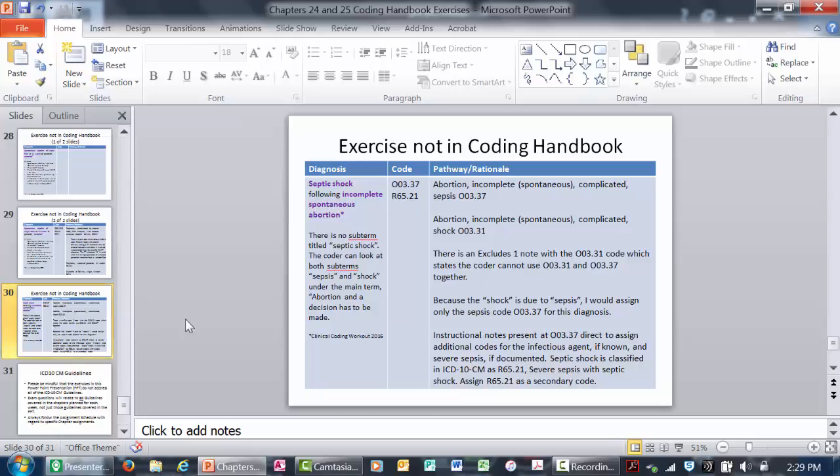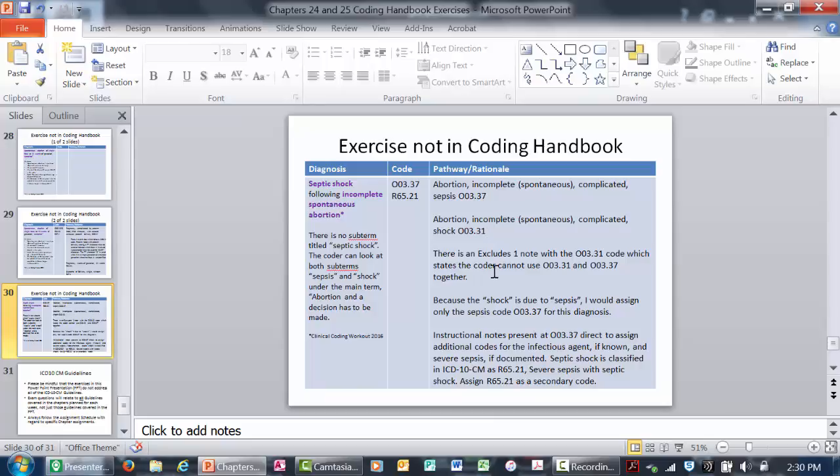Okay, here's another one, and this one was a little tricky, so I wanted to be sure we covered it. Septic shock following incomplete spontaneous abortion. When you go to the index, there's an incomplete abortion with sepsis and an incomplete abortion with shock. But then when you go and you look up your codes, there's an excludes one note with this O03.31 code, which tells you you can't use both of those together.